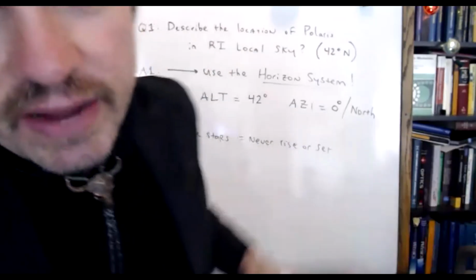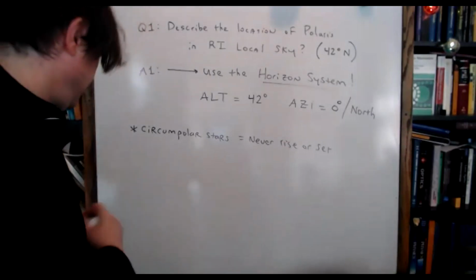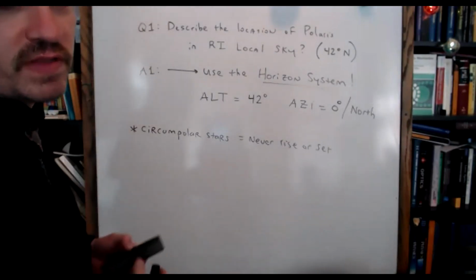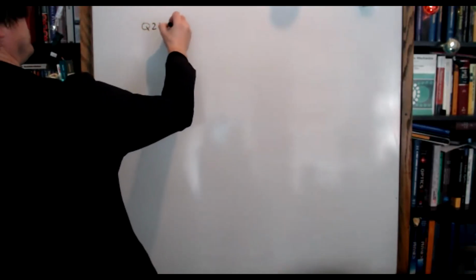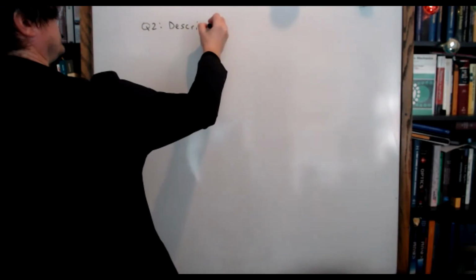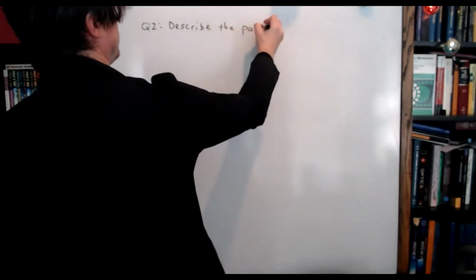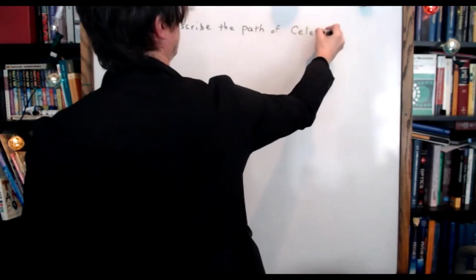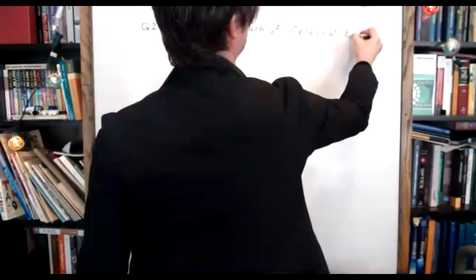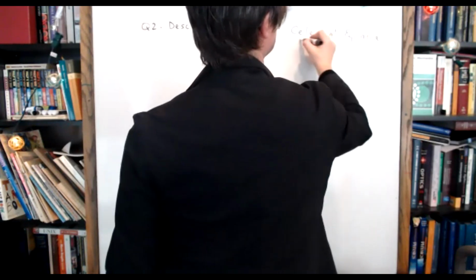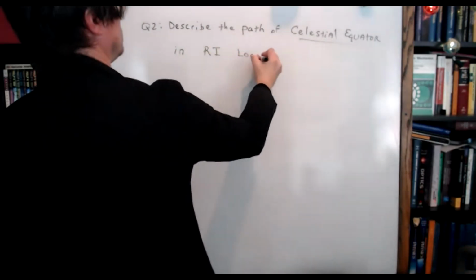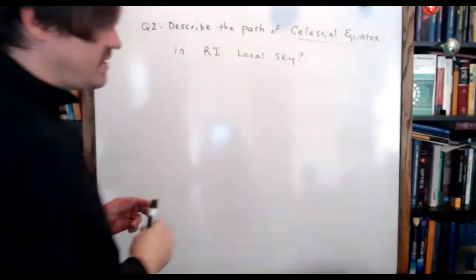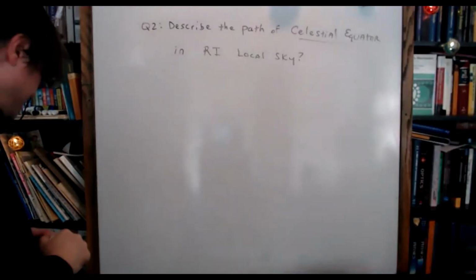That was a good exercise. Let's try one more question. Let's try a harder question. And these are all right from our homeworks this week. Question 2. Describe the path of the celestial equator in the Rhode Island local sky. This is another very good exercise for us to try.